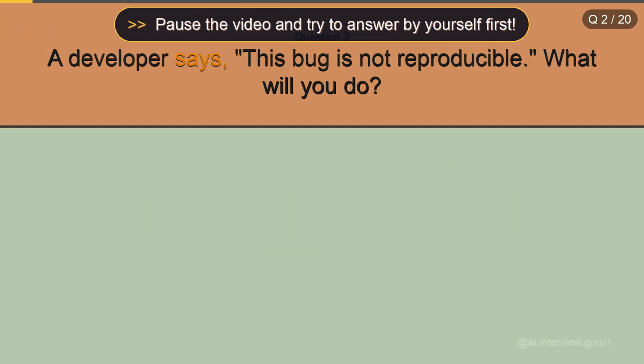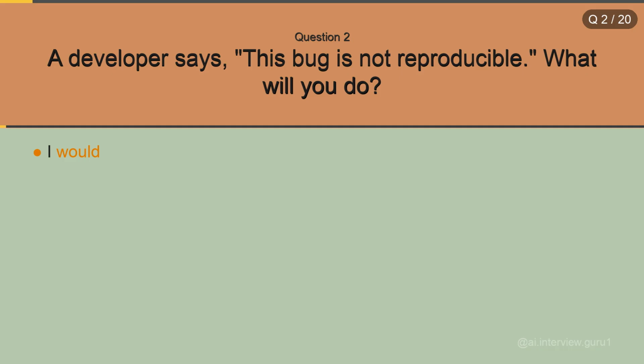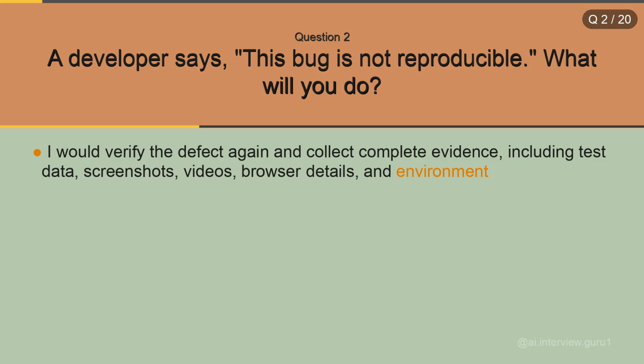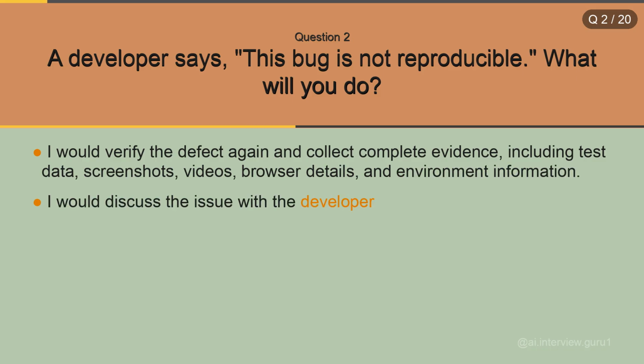A developer says this bug is not reproducible. What will you do? I would verify the defect again and collect complete evidence, including test data, screenshots, videos, browser details, and environment information. I would discuss the issue with the developer and demonstrate the defect if necessary.